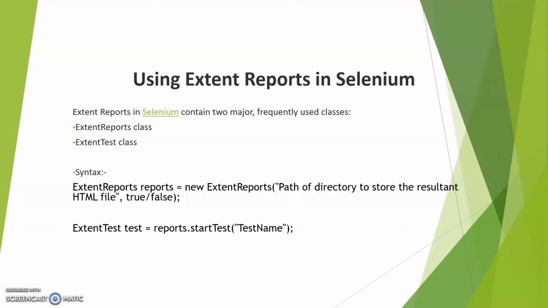Extent Report basically contains the HTML report, where we also give the path of the file, and based on this flag the report will either be overridden or a new report will be created. We have different inbuilt methods like startTest, endTest, log and flush. We can also indicate statuses like pass, fail, skip, info using that Extent Report reference variable. So we can use the logging part.